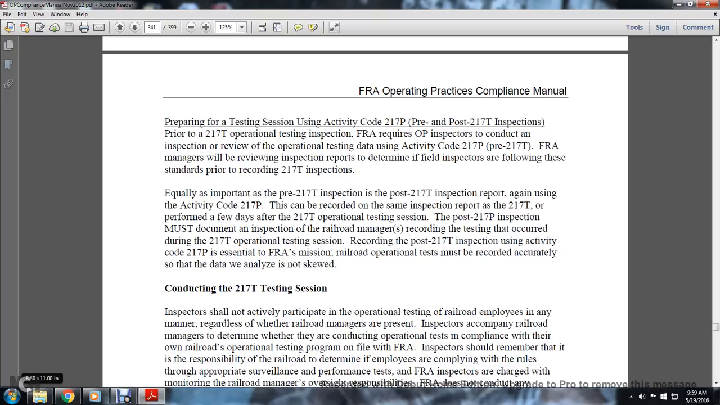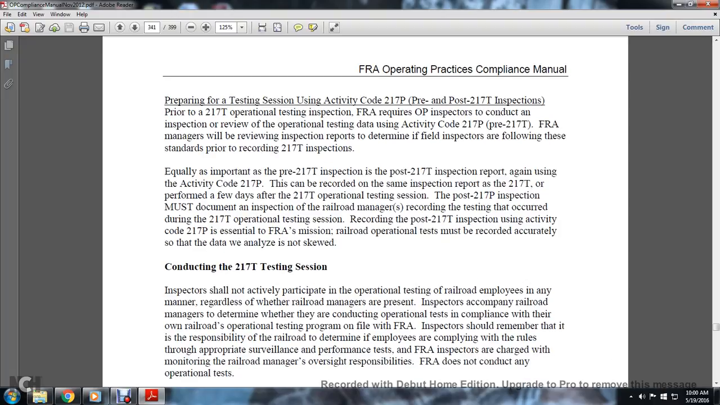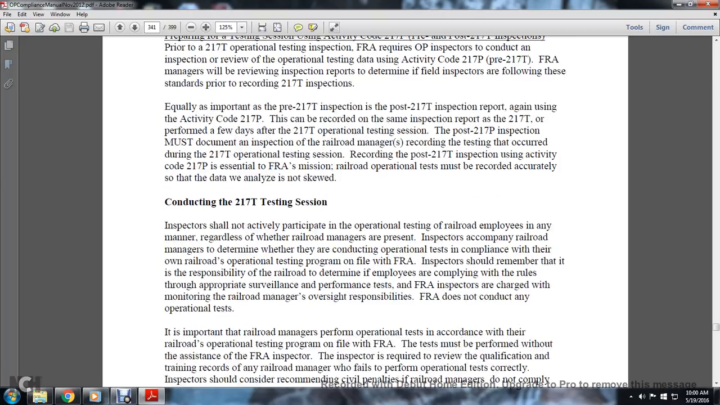Equally as important as the pre-217T inspection is the post-217T inspection report. Again, using the activity code 217P, recorded in the same inspection report as the 217T and performed a few days after the 217 operational testing. The post-217P inspection documents the inspection of the railroad managers' records recording that the tests occurred during the 217T operational testing. Recording the 217T inspection is an activity of the code. 217P is essential for the FRA's mission. Railroad operational testing must be recorded accurately so that the data to be analyzed is not skewed.